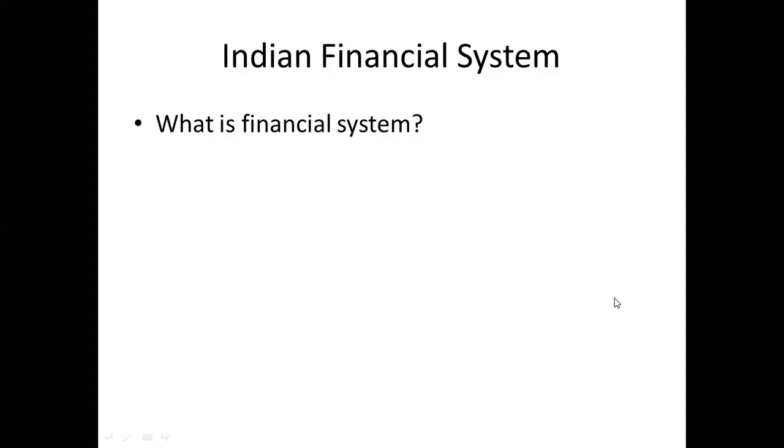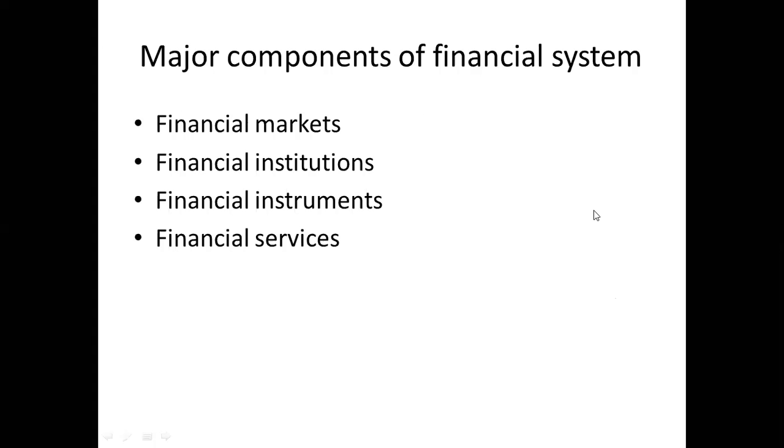So what kind of things are there in this financial system? What all things can we call a financial system? Let us try to understand them. So these are the four major components of the financial system in our country. These are the four things which almost rule or support the economic development of our country. So we have financial markets, financial institutions, financial instruments, and financial services. Financial markets, I guess you already know.